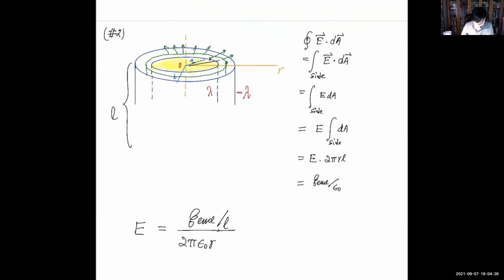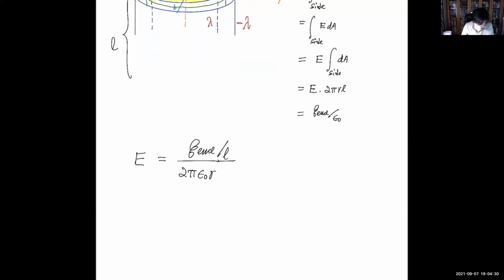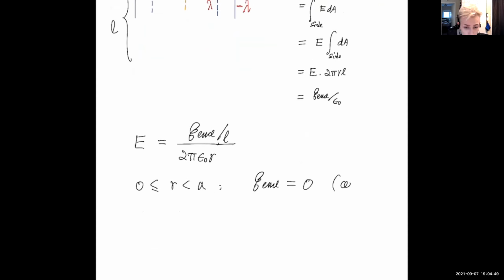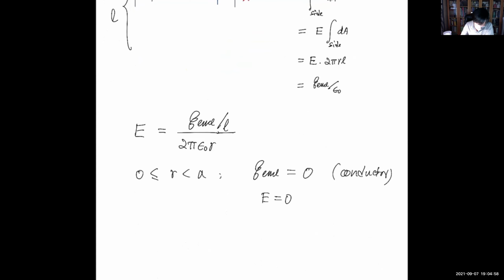For example, inside the yellow conducting part, 0 less than or equal to R and less than A. What's the charge enclosed? Anybody? If it's a conductor. Again, we're inside an ideal conductor. What's the charge enclosed? 0. Yes, 0. That's a conductor. Therefore, E equals 0. Of course, it's got to be equal to 0. We know that, right? Now, between A and B.